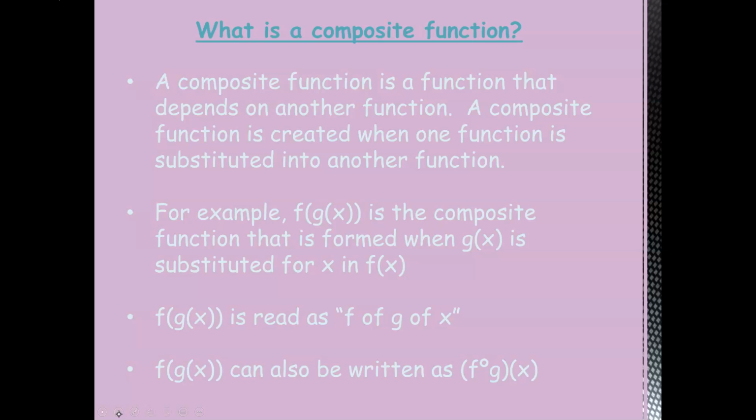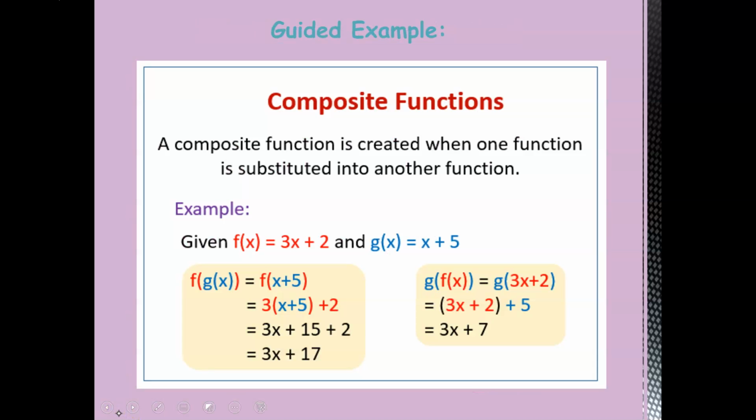For example, f of g of x is the composite function that is formed when g of x is substituted for x in f of x. So remember, we've already gone through this, but just again, this right here is read as f of g of x. And remember that this can also be written as this. I'm mainly going to stick to this today because I feel like we've gone over the differences and how to convert between the two, okay? So here's a guided example.